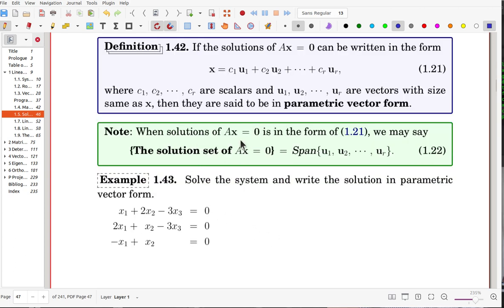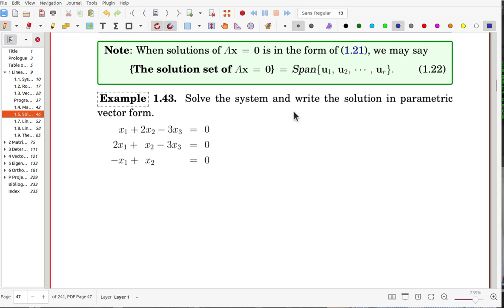When the solutions of AX equals 0 are in this form, then we may say that the solution set of the system is the span of these vectors.